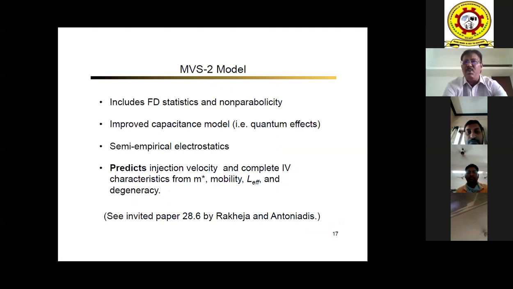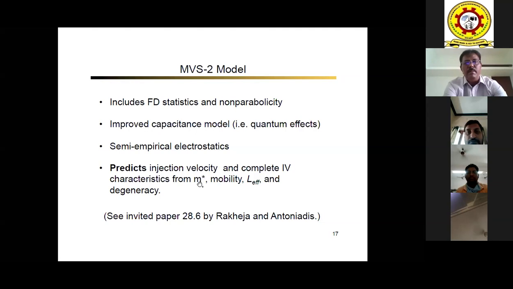Complete quantum models are not well versed with technocrats like us, so we still use classical mechanics with quantum mechanical confinement adoption. So, an improved capacitance model, due to quantum effects. Then semi-empirical electrostatics. So this is what I'm telling you, quasi-quantum mechanical effects. Then it predicts injection velocity. Complete IV characteristics are readily available as a benchmark.